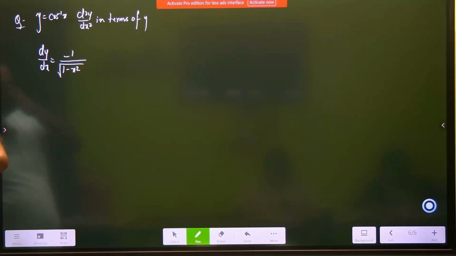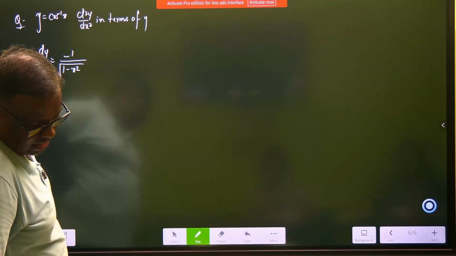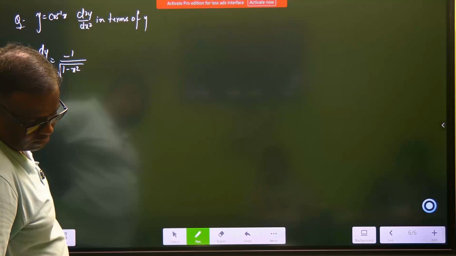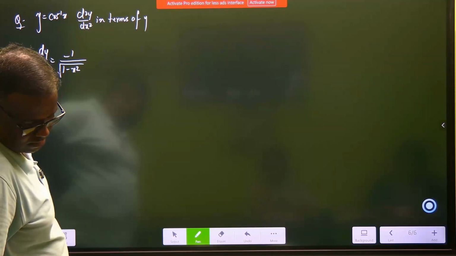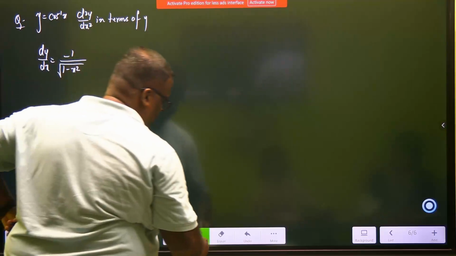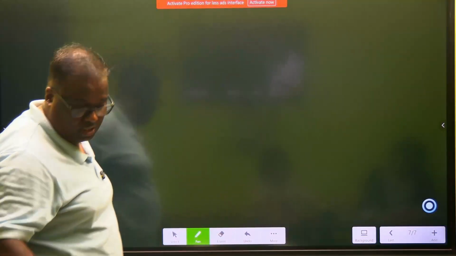Now, how do you do the second differential? And then you have to show it in terms of cos inverse x. How will you do this? In terms of y alone. This one, just park it for 1 minute. Let me finish the other one.